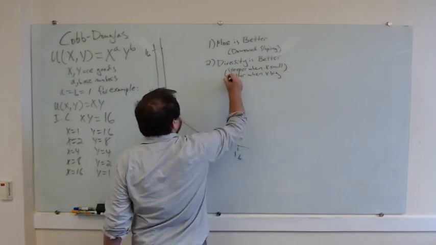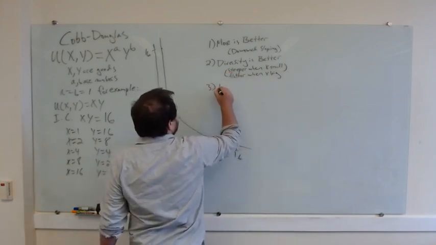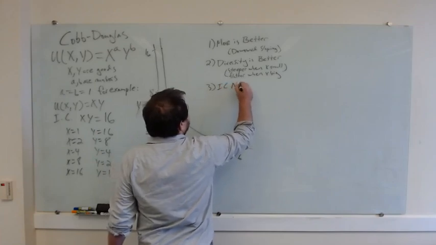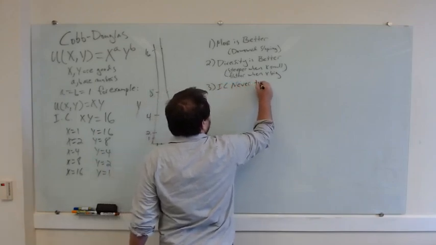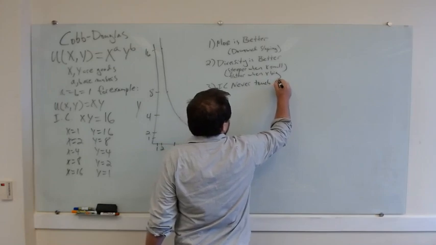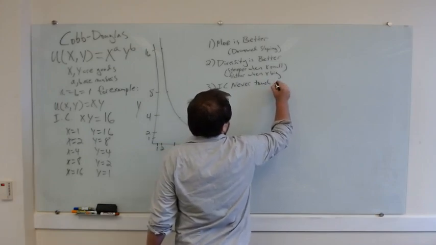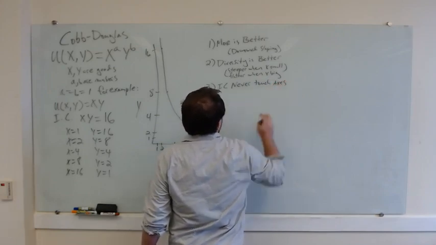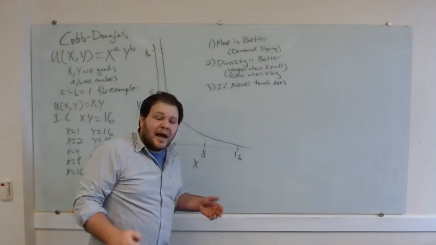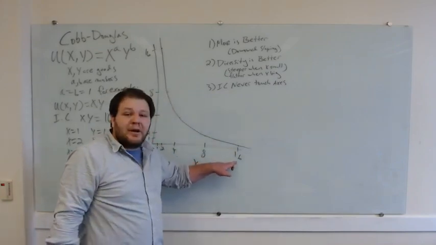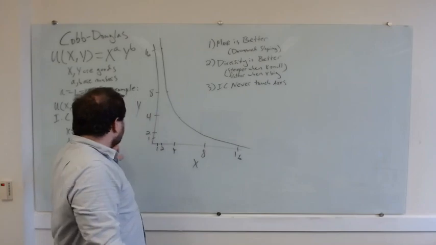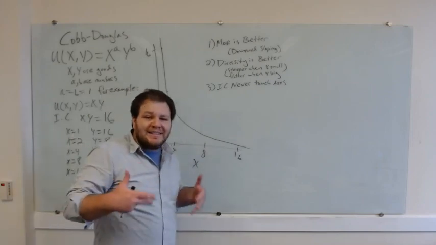And the other thing I want you to notice, and this is going to be really important for how to solve this thing, is that the indifference curves never touch the edge, never touch the axes. What do I mean by this? I mean that as x gets bigger and bigger and bigger, y gets smaller and smaller and smaller, but it never quite gets to 0.